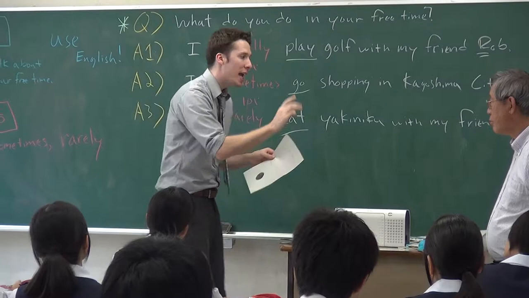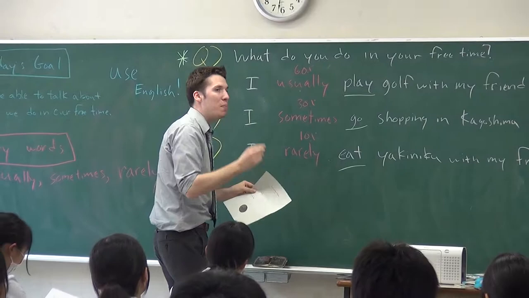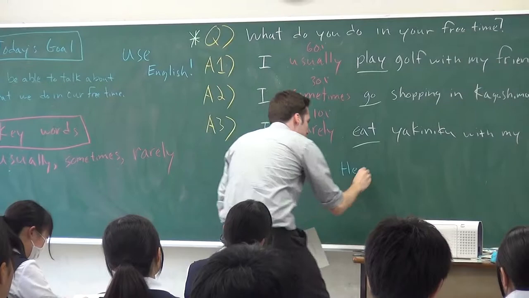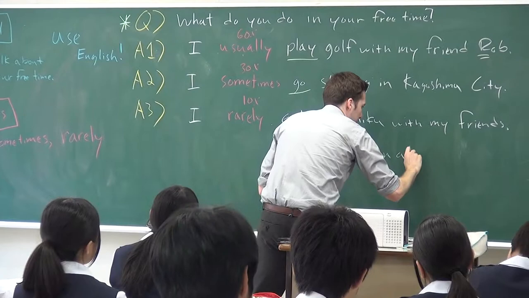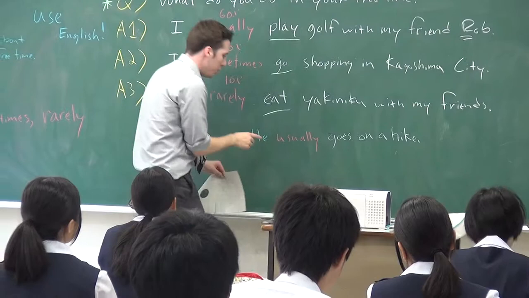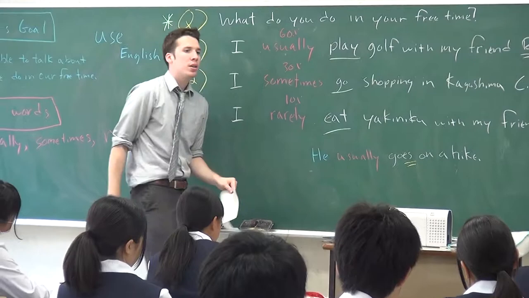But when I write it down, it'd be a little different. I would write down, he usually goes on a hike. Okay? So notice I used he. And then I also had to add an S to my verb. Okay? So doshi wa S. Alright?